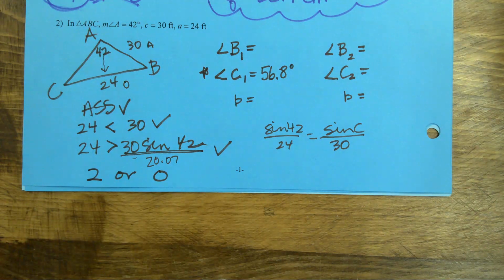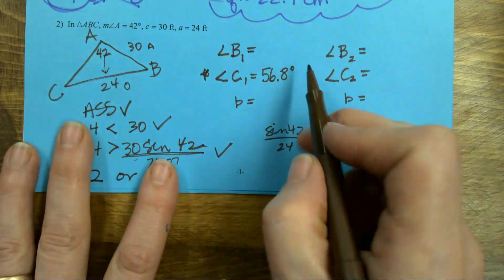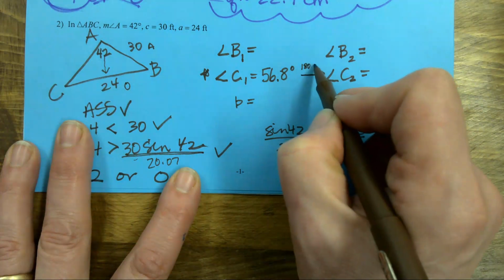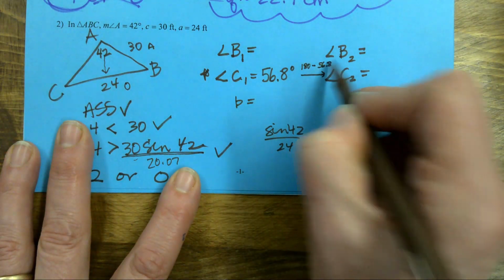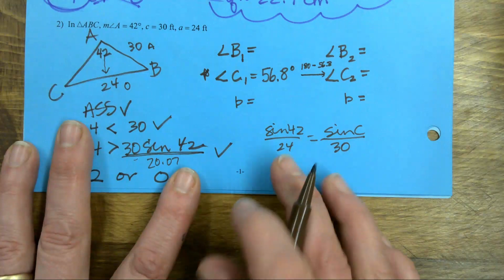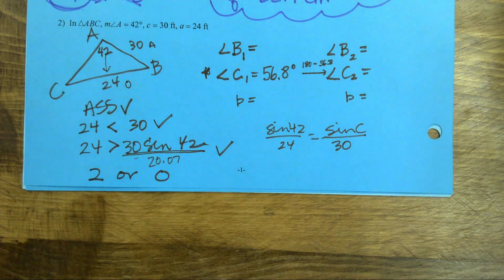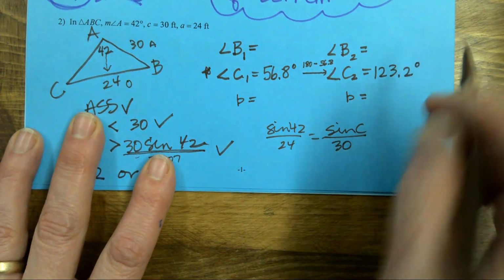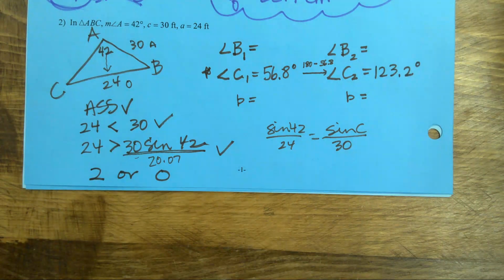If this were a second quadrant or an obtuse angle, its counterpart would be 180 minus 56.8. That would be 56.8 in the first quadrant, 56.8 away from the axis in the second quadrant, and so it's 180 minus 56.8. You said it's what? 123.2. So those are my starts for my two potential solutions.